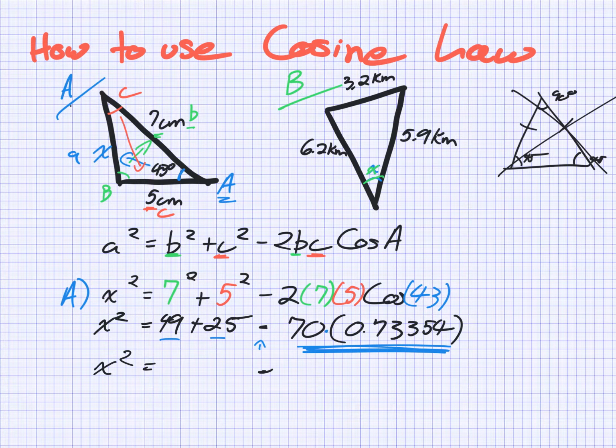0.73354. Yeah, I think you just missed a step. I'm taking negative 70, so think of it like negative 70 times that decimal value. We get negative, or subtract, 51.3478. Still I have 25, still I have 49. I'm going to put those together, so that value I'm going to turn into a negative, plus 25 plus 49.